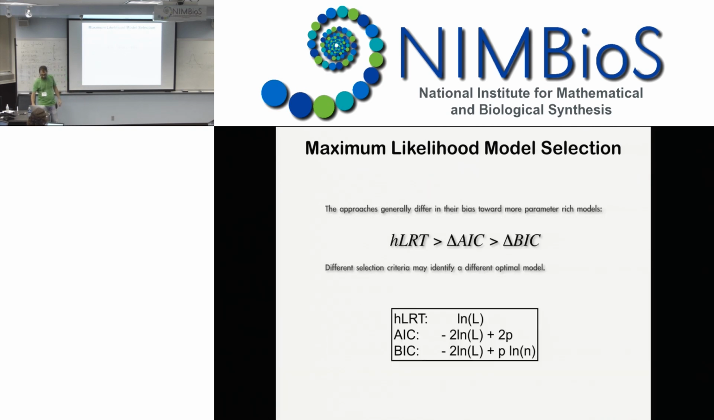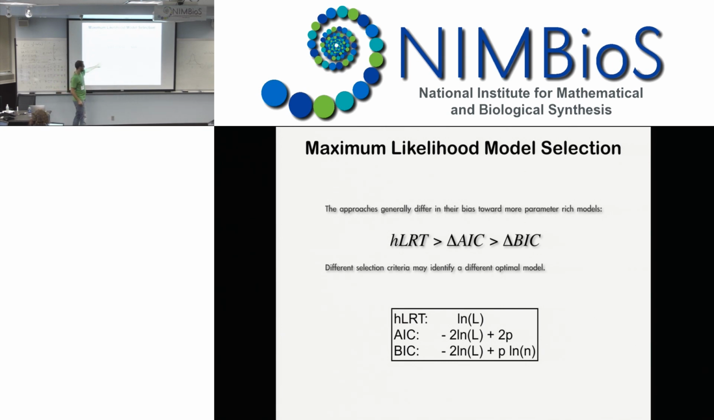In the end, the important part is that we can rank these different tests in a way: the likelihood ratio test is less robust than the delta AIC, and the BIC is the most robust, or the most conservative, of the three.